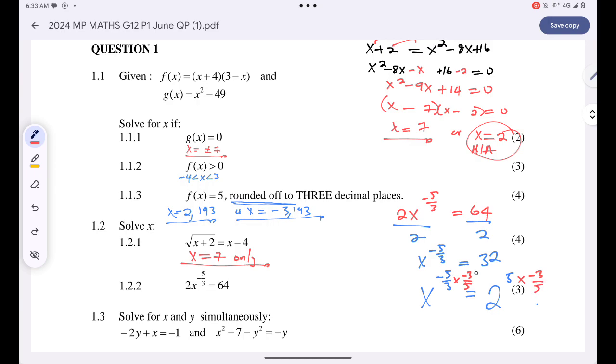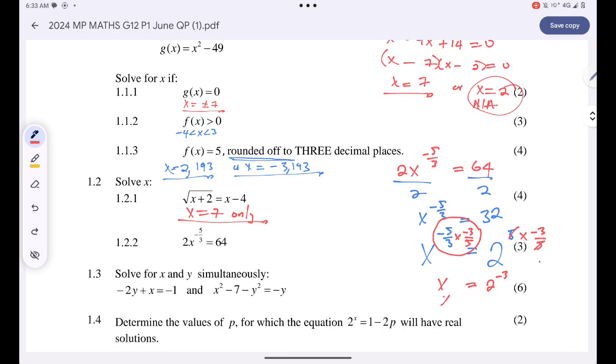Whenever I multiply these two, I'll end up having x to the power 1, which is what I want to have. So x will basically be equal to, the 5s will just cancel one another, 2 to the power negative 3. That means x is equal to 1 over 8. So x is basically 1 over 8.